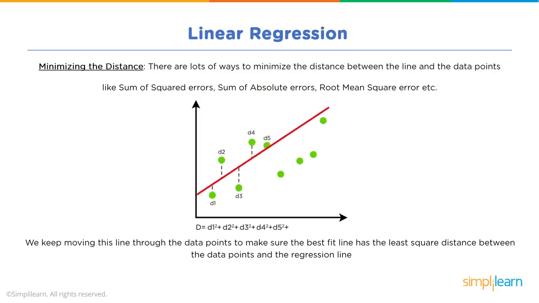There are lots of ways to minimize the distance between the line and the data points, like sum of squared errors, sum of absolute errors, root mean square error, etc. We keep moving this line through the data points to make sure the best fit line has the least square distance between the data points and the regression line. So to recap with a very simple linear regression model, we first figure out the formula of our line through the middle, and then we slowly adjust the line to minimize the error.